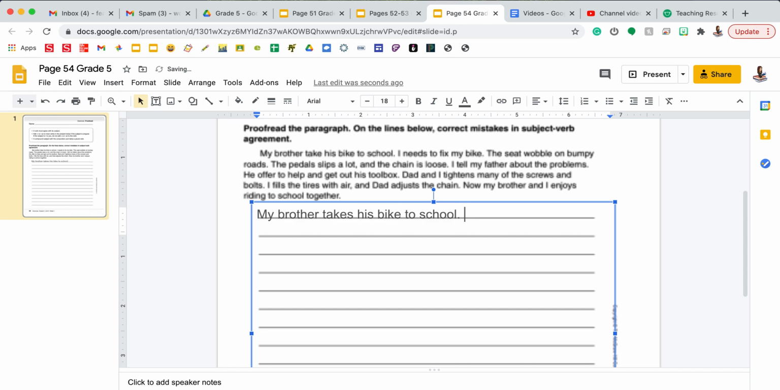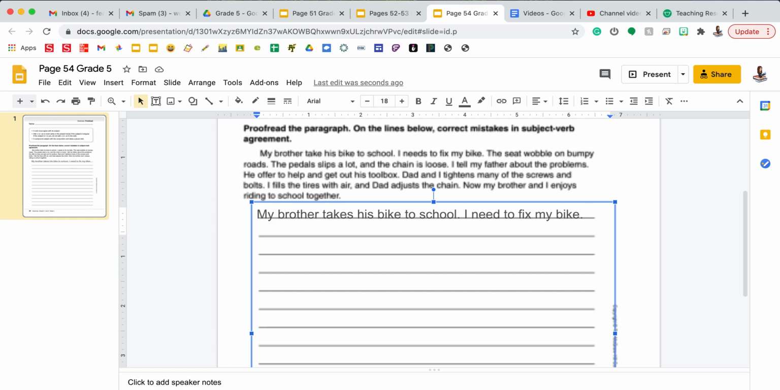I needs to fix my bike. Even though I is singular, when you have the subject I or you, we do not add an s to the verb. So it should read, I need to fix my bike. You will finish going through this paragraph.